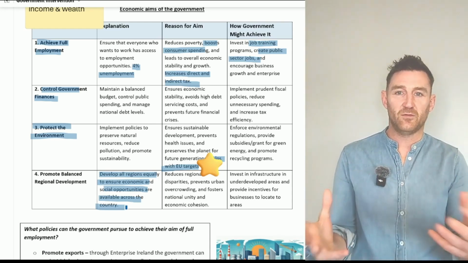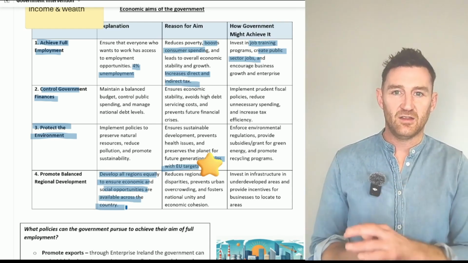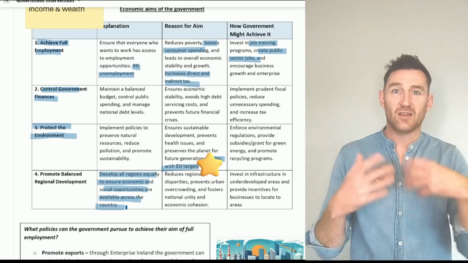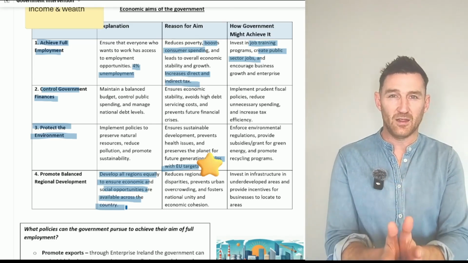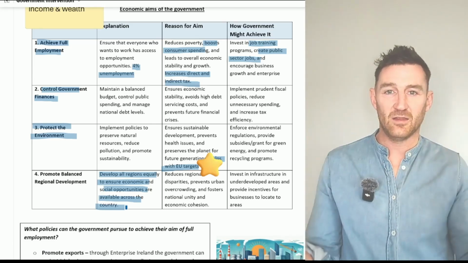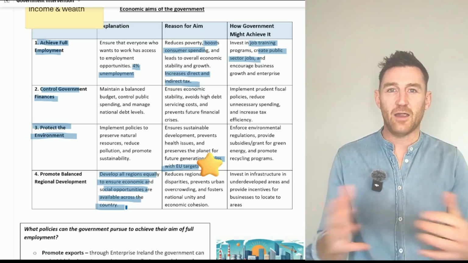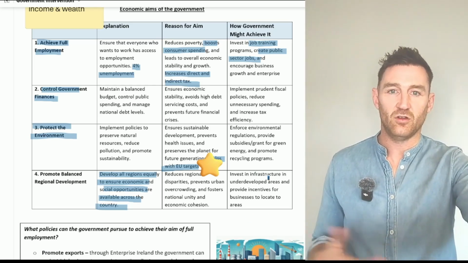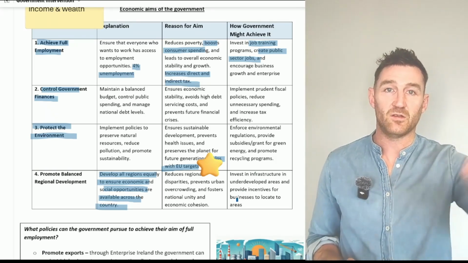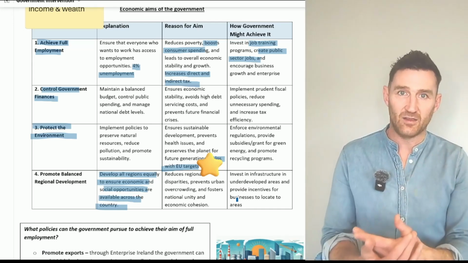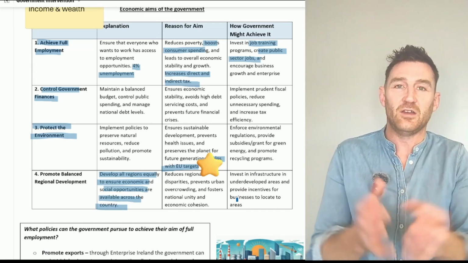So the reason for that aim, well, it's about preventing disparities, overcrowding, taking some of the pressure off housing in cities. And how can the government achieve it? Well, invest in infrastructure in undeveloped areas and provide incentives for business to locate to those areas. Those are things that the government actively does.